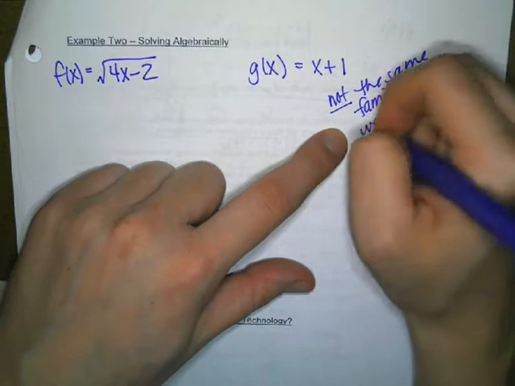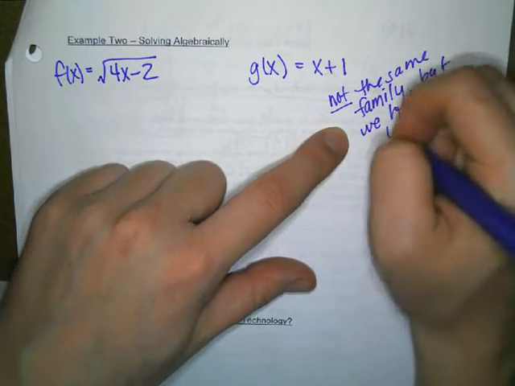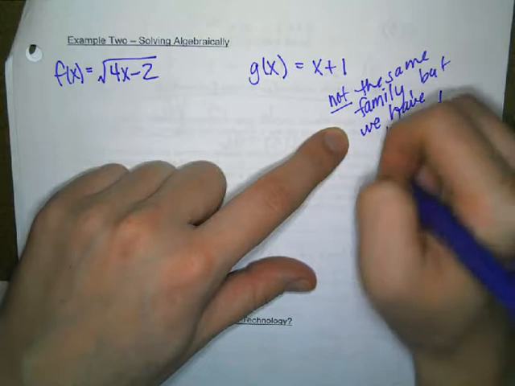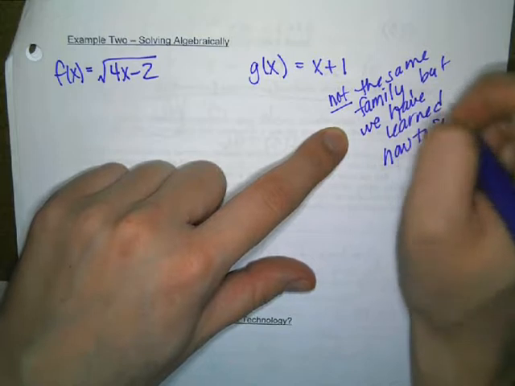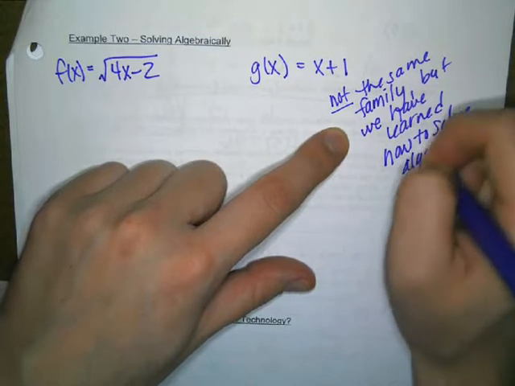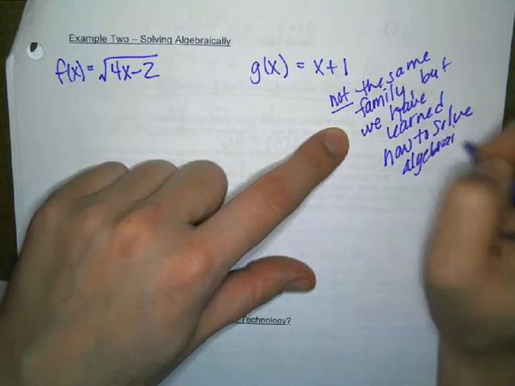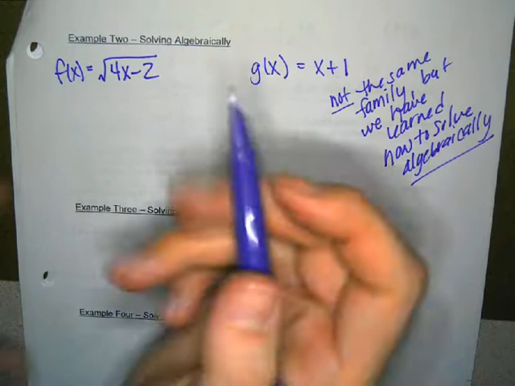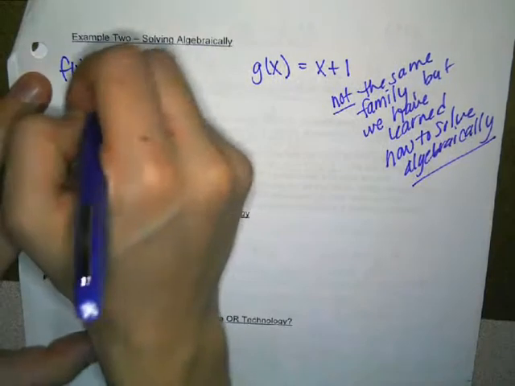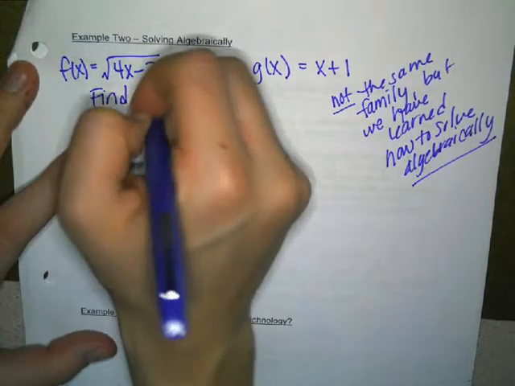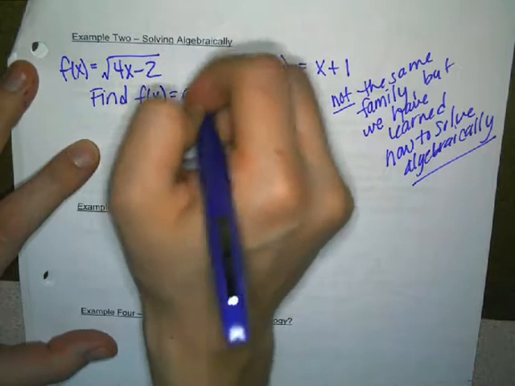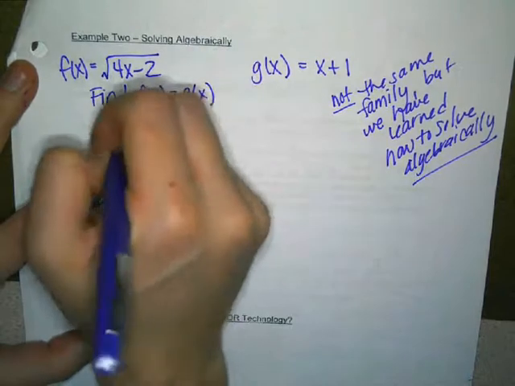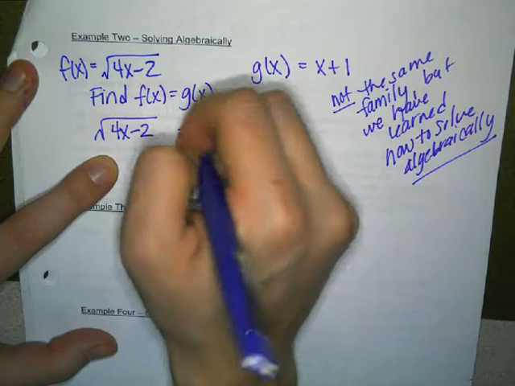But we have learned how to solve algebraically. Okay. So for this, if I want you to find f of x equals g of x, you're going to set it up that way. So square root of 4x minus 2 equals x plus 1.